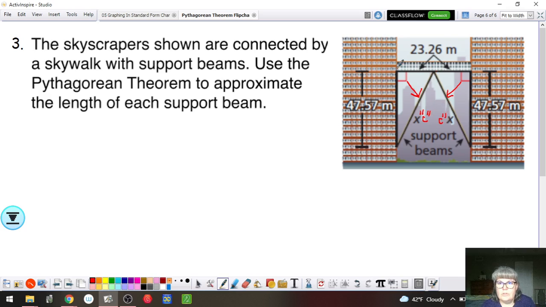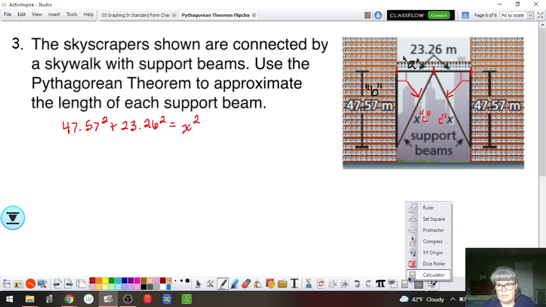They're also pointing out that each segment of the skywalk up here is 23.26. So this is split in half. The support beams meet in the middle at 23.26, and we're given the height of 47.57. So we have A, we have B, and we're looking for C. So we can set this up as 47.57 squared plus 23.26 squared equals x squared.